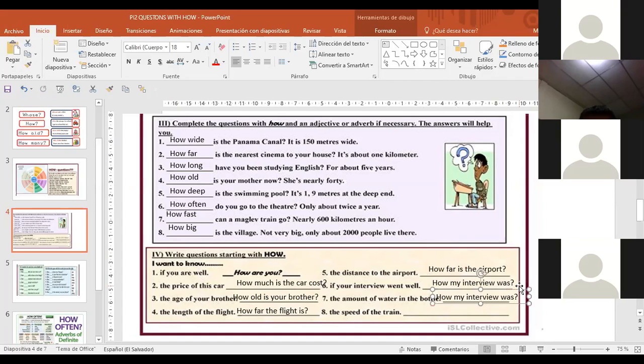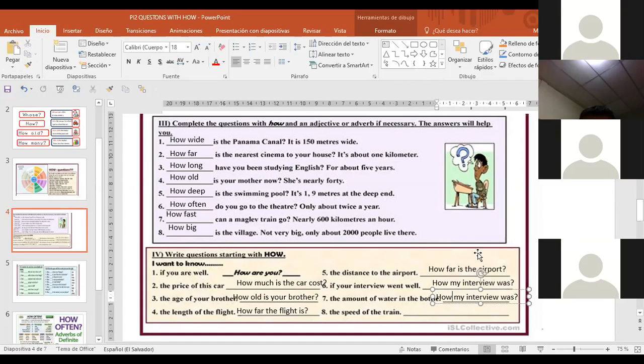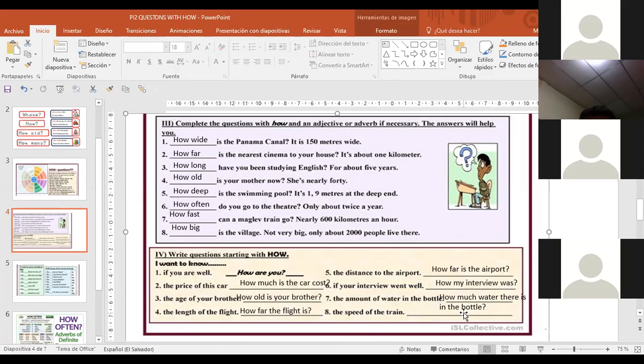Okay, the amount of water in the bottle. The amount of water. Is it a countable or uncountable noun? Uncountable. So we say how much or how many? How much. Okay, how much water is in the bottle? Or how much water there is. Okay? And what about the speed of the rain?